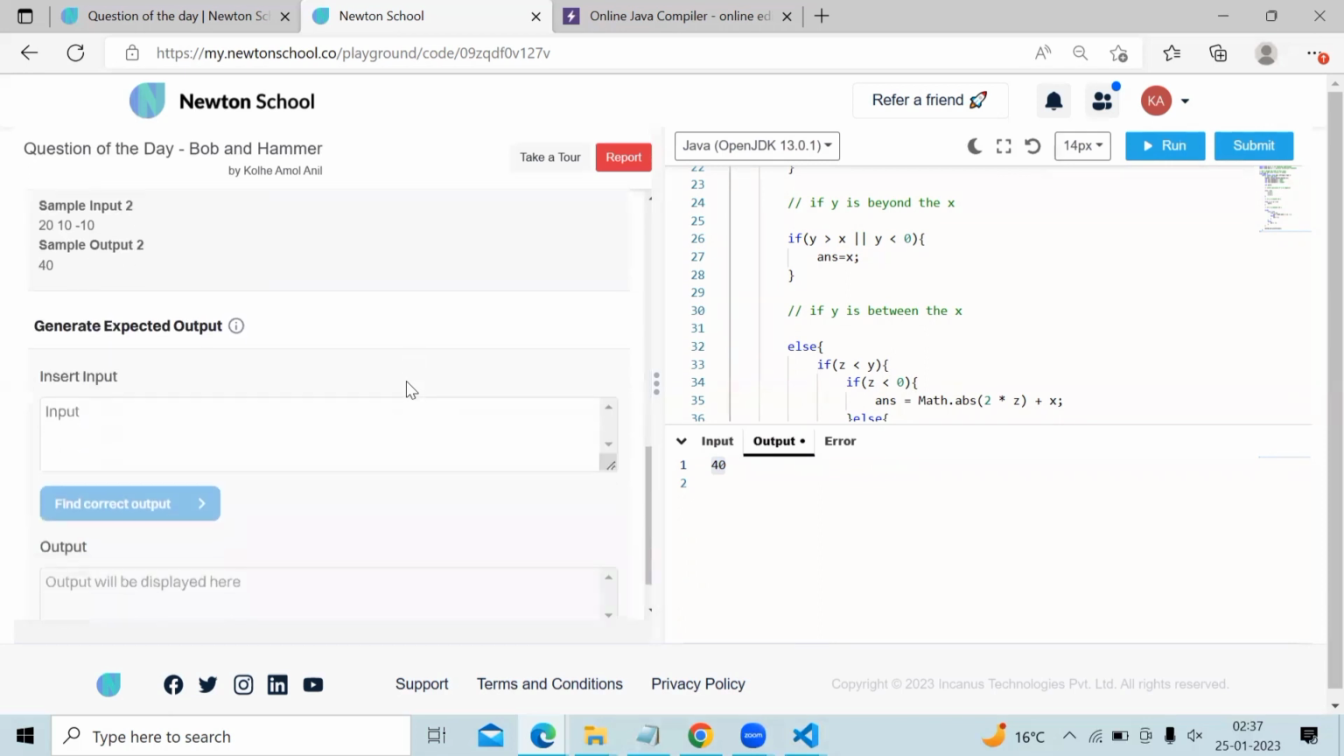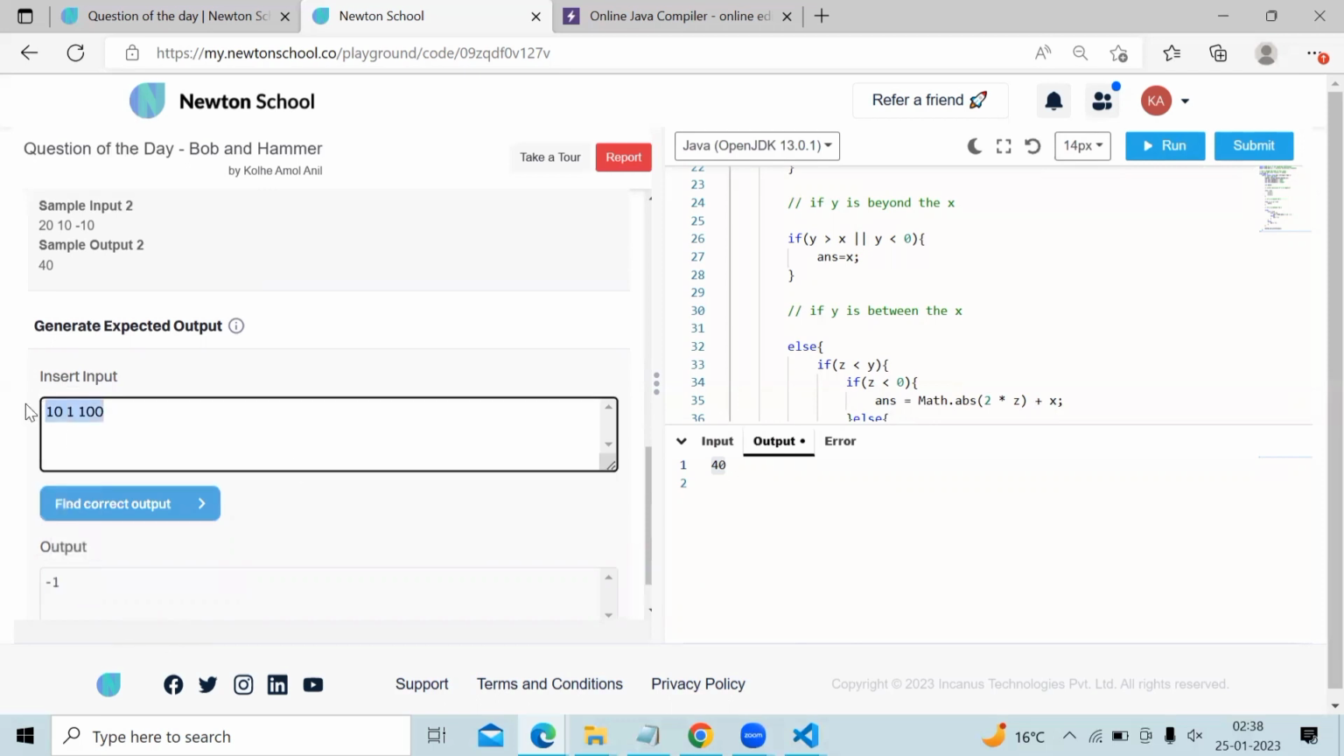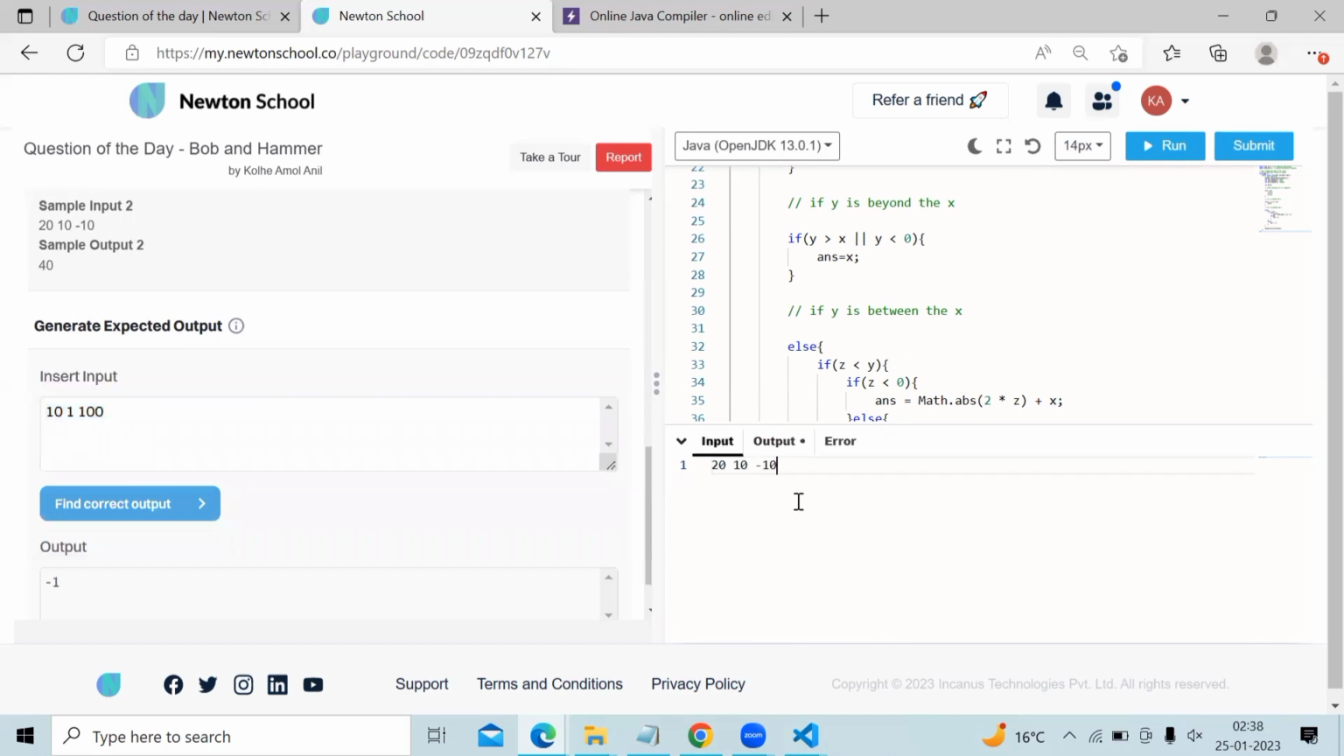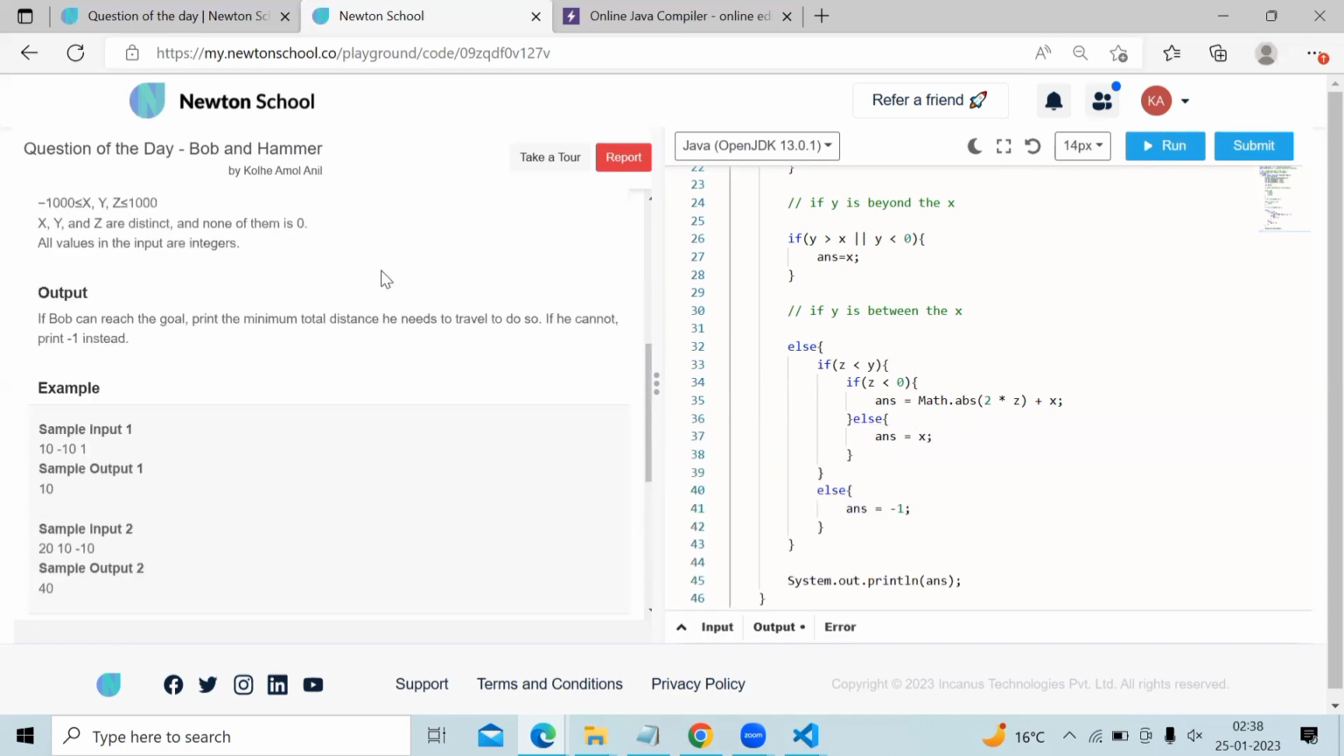Okay, so let's take a random sample input, let's suppose 10, 1 and 100. Let's see what output. For this the output should be -1. So I'll copy this, paste it here, and see whether it works correctly or not. Okay, you can see that output is -1. So all our sample inputs are showing correct output.